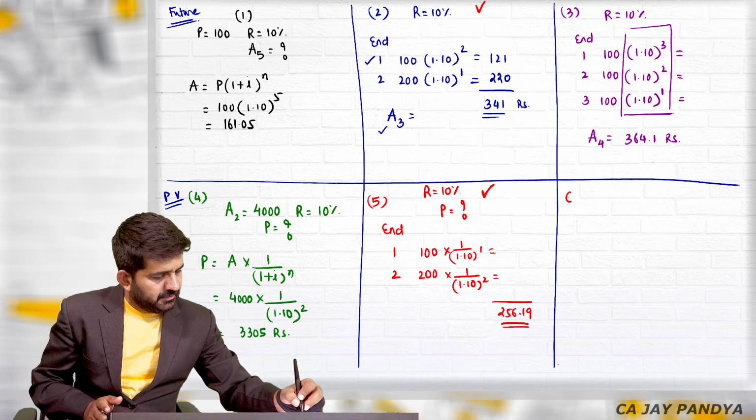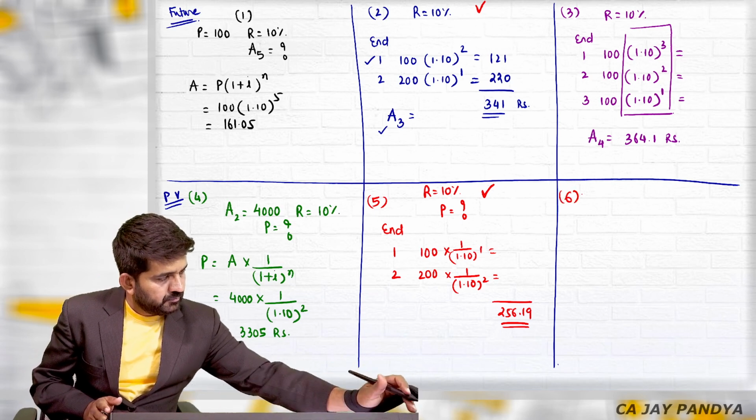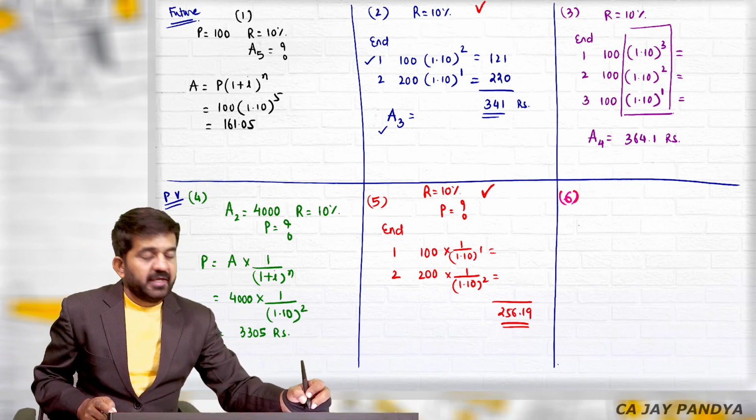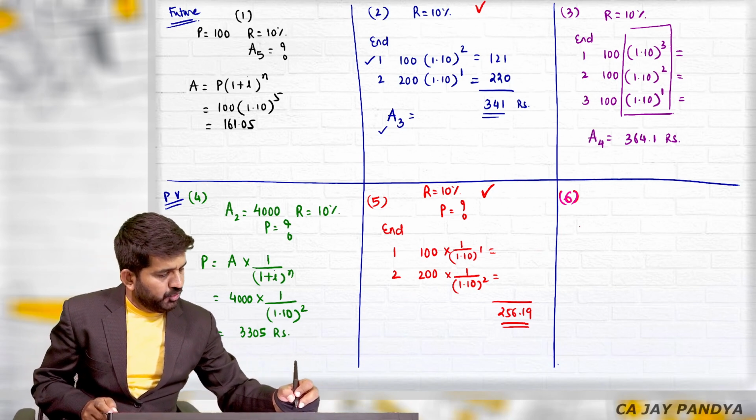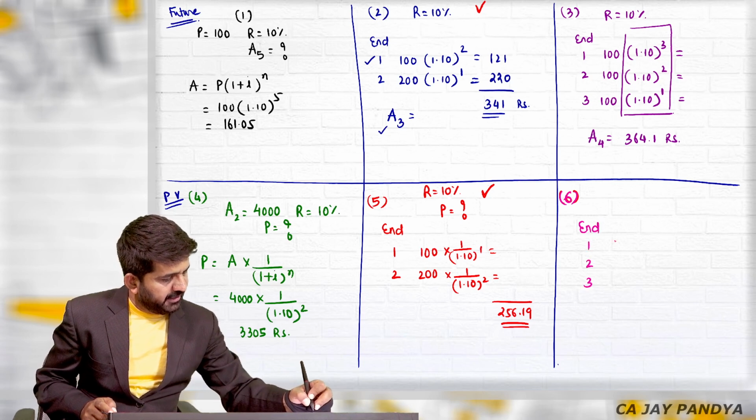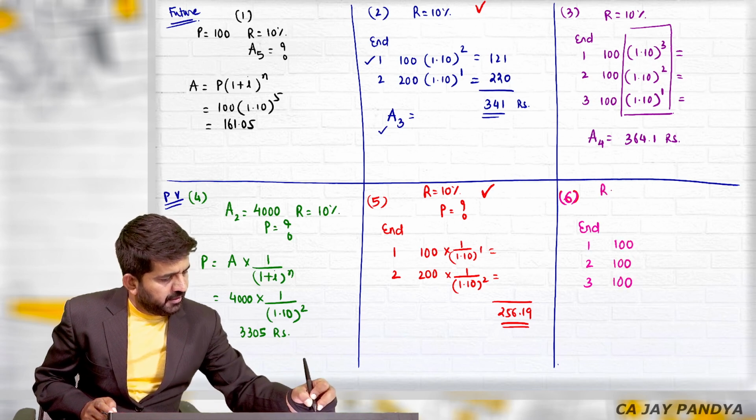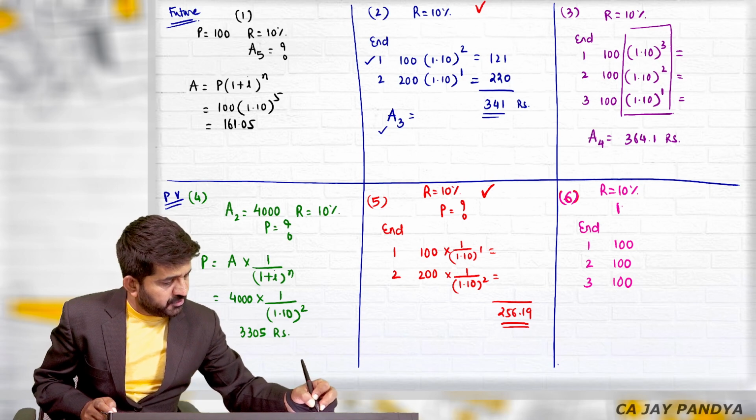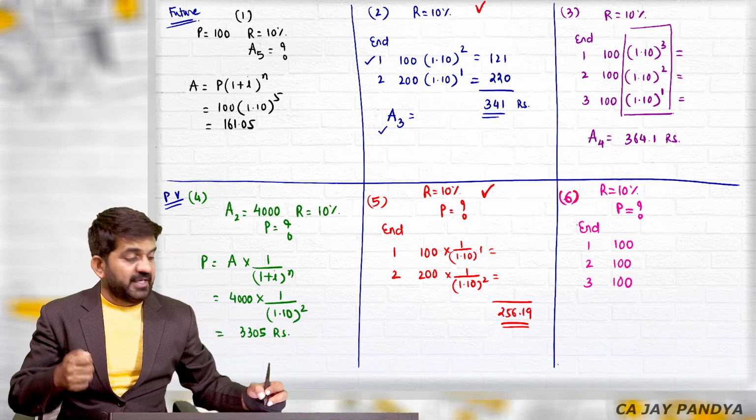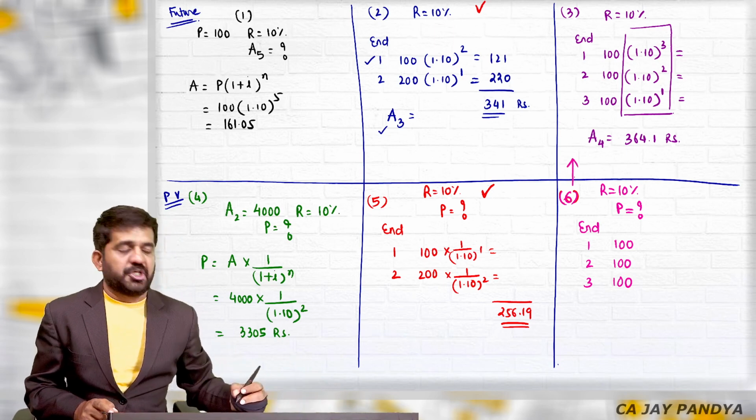And last, sixth type of question. It is present value annuity at the end of first, second and third year. Say the amount is 100, 100, 100. Rate of interest is 10%. What is the present value? I want to find out present value. It is different from this question.